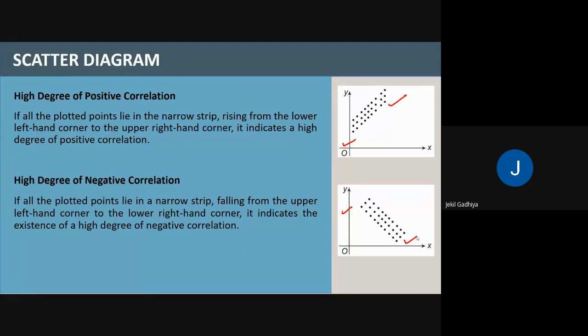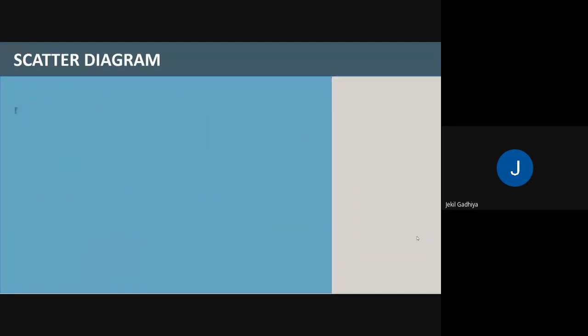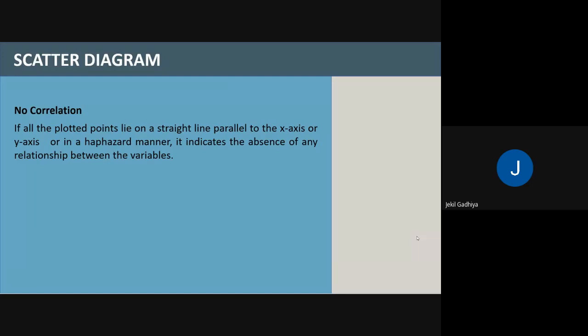The last one is no correlation. If all the plotted points lie on a straight line parallel to the x-axis or y-axis, or in a scattered manner, it indicates the absence of any relationship between the variables. And it's like this. Scattered manner means it is not arranged in any form.